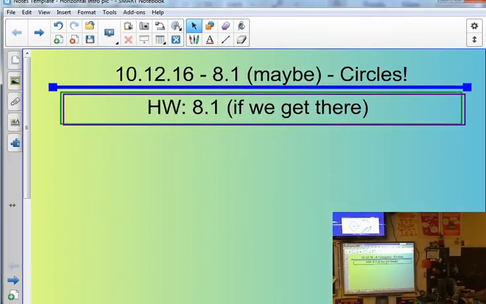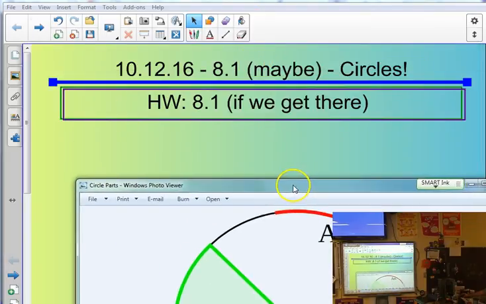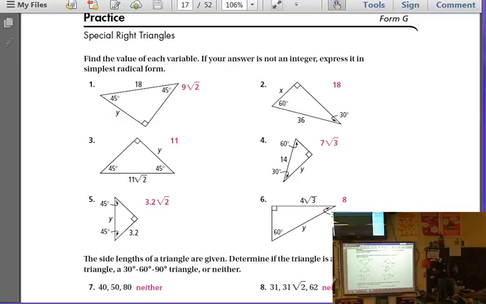So for those of you playing at home, it is the 12th of October. We're doing 8-1. If we get to it, this picture is going to relate to that, but it won't drop on there because my computer hates me. But aside from that, we're first checking our homeworks in Chapter 7.